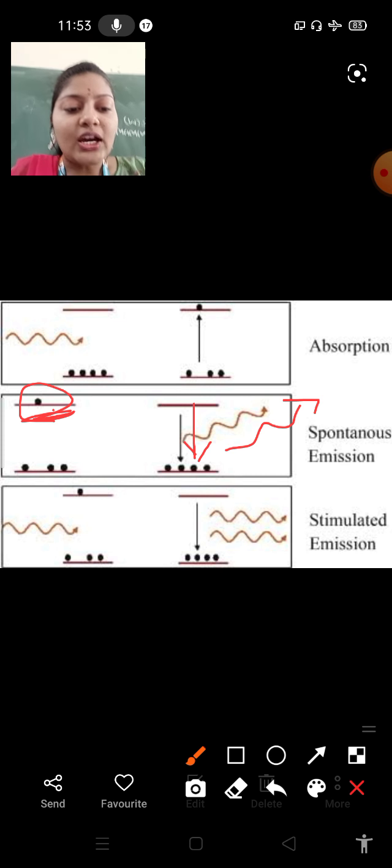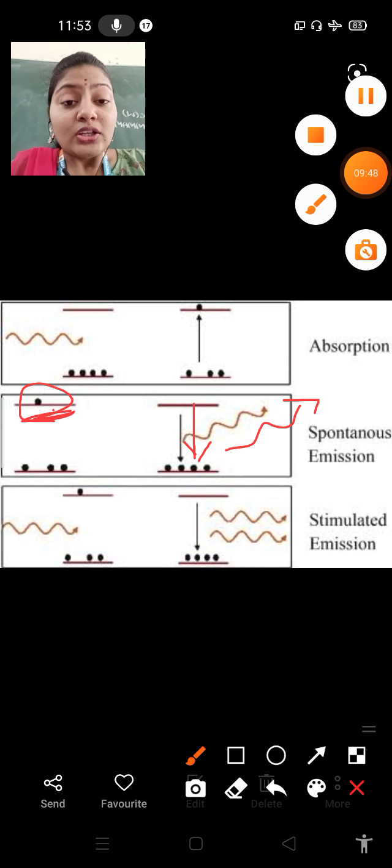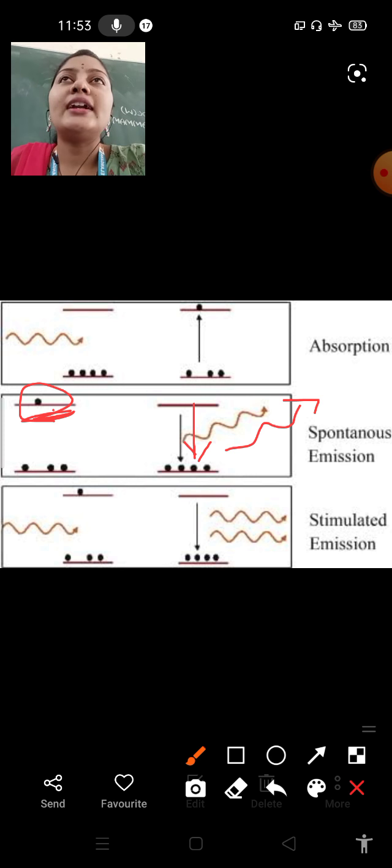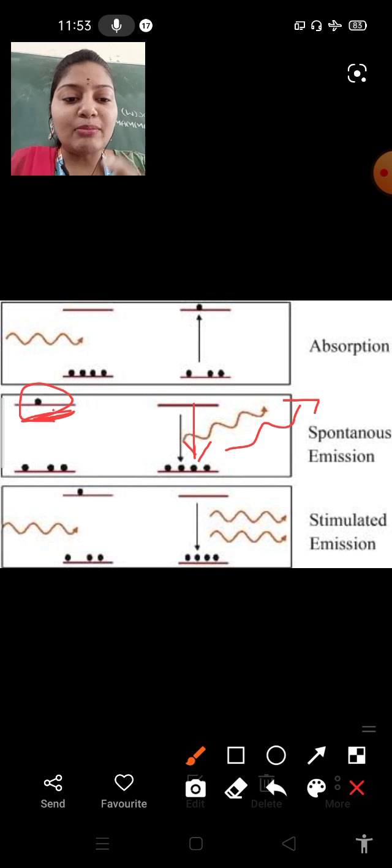Now coming to stimulated emission. What is stimulated emission of radiation? This is a very important concept which we use in the laser. The laser abbreviation is light amplification by stimulated emission of radiation. So the stimulated emission concept is what we use in the laser.